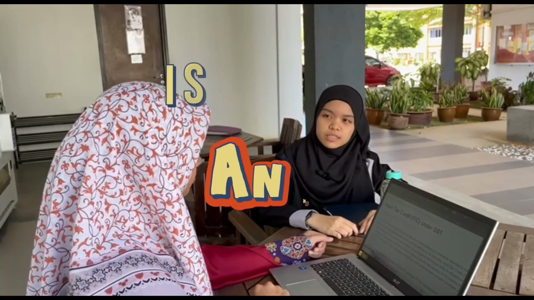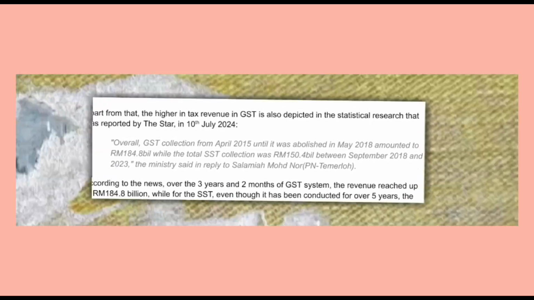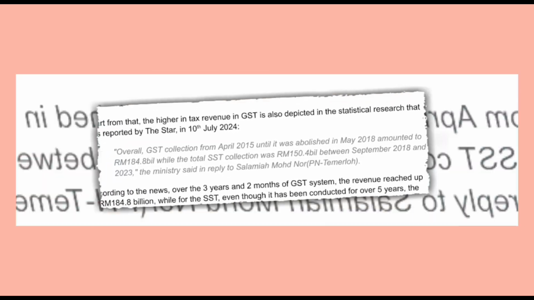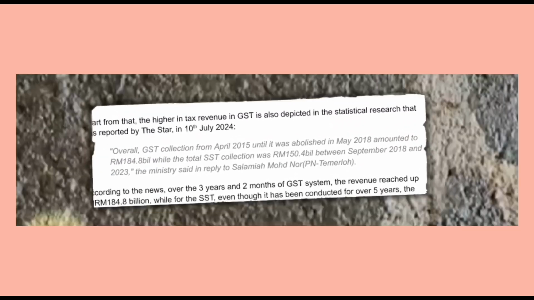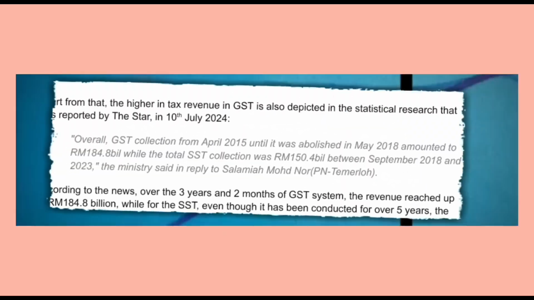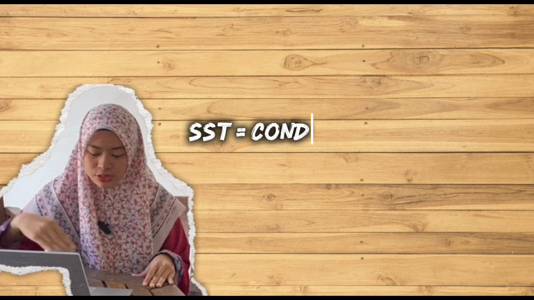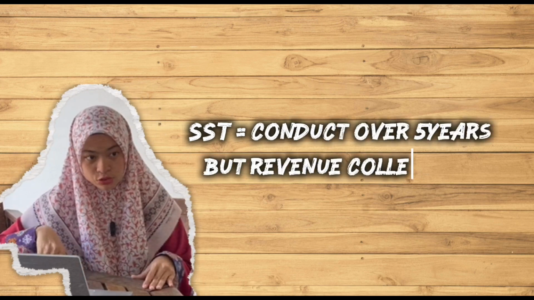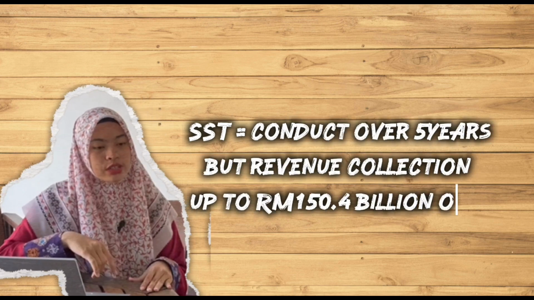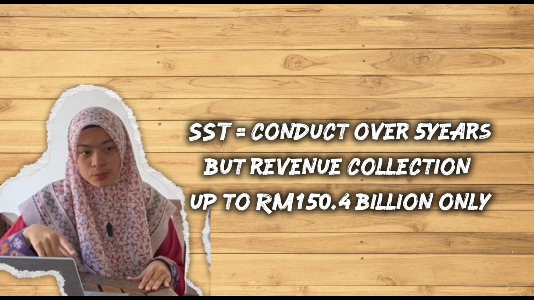Oh, really? Is there any evidence to support your conclusion? Of course, there was this statistical research made by The Star in 2024, and according to the news, over the 3 years and 2 months of the GST system, the revenue reached up to 184 billion ringgit. While for the SST, even though it has been conducted for over 5 years, the revenue is only up to 150.4 billion ringgit. So it is obvious that GST generates higher value than the SST.